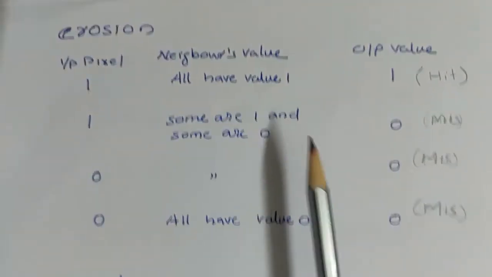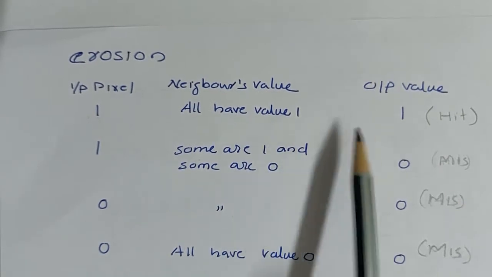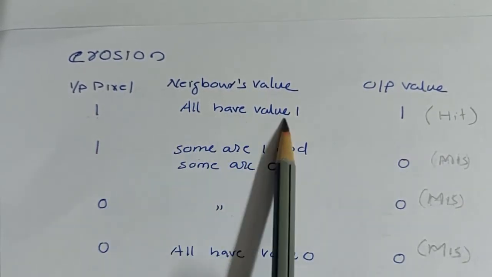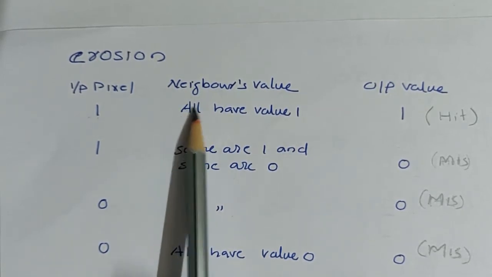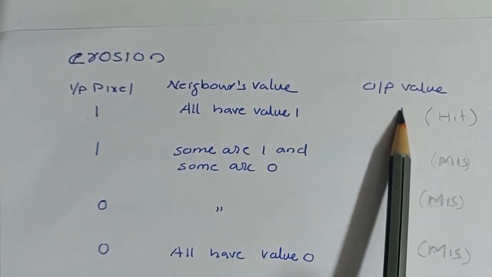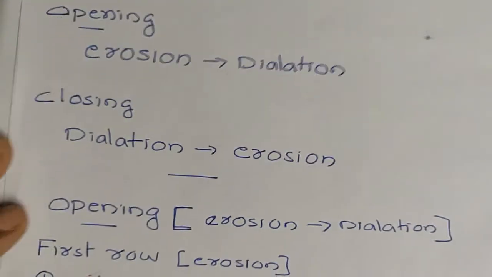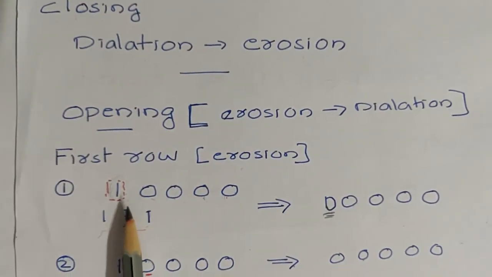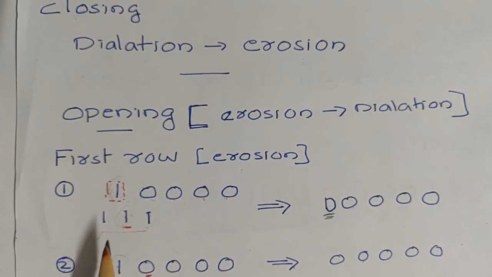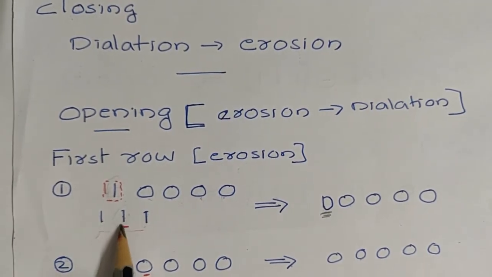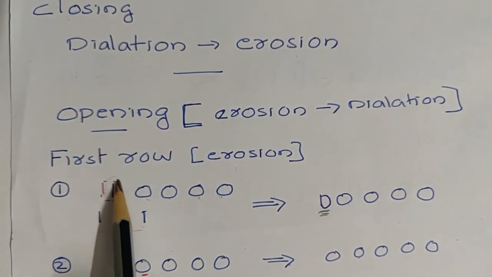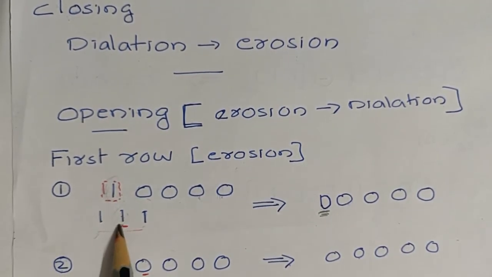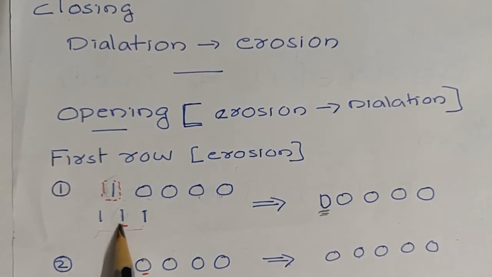Okay, first of all, we are doing the erosion operation. In the erosion operation, only if all neighbors have value 1, then the output value will be 1. Here we are arranging the origin of the structuring element with the first element of the first row. This is the first element of the first row. Then we align the origin of the structuring element with this first element.